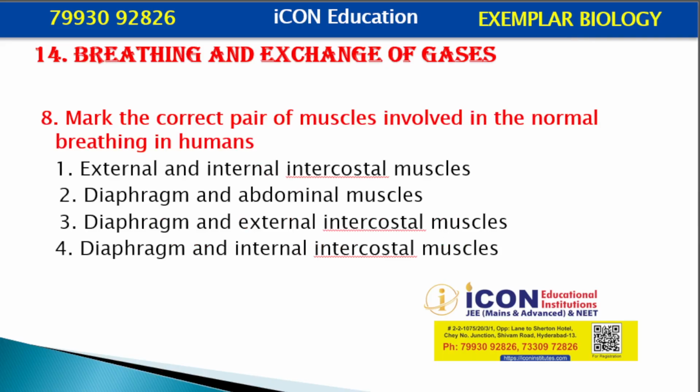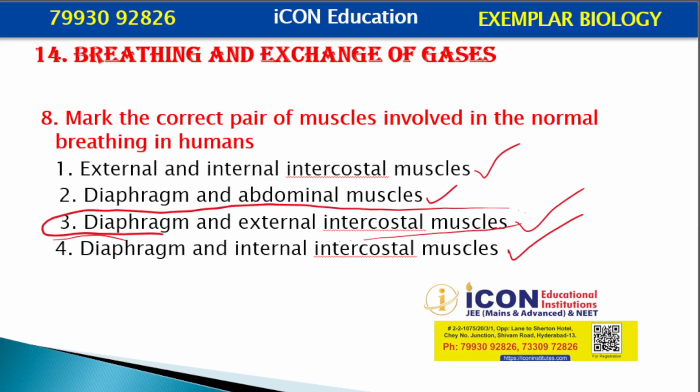Mark the correct pair of muscles involved in normal breathing in humans. The options are: external and internal intercostal muscles; diaphragm and abdominal muscle; diaphragm and external intercostal muscle; diaphragm and internal intercostal muscle. So, diaphragm and external intercostal muscle is going to be the answer for this.